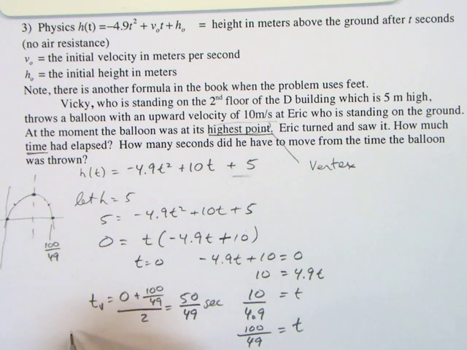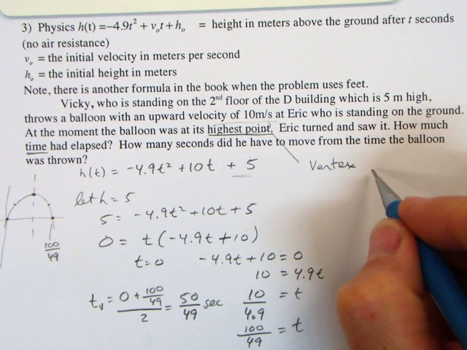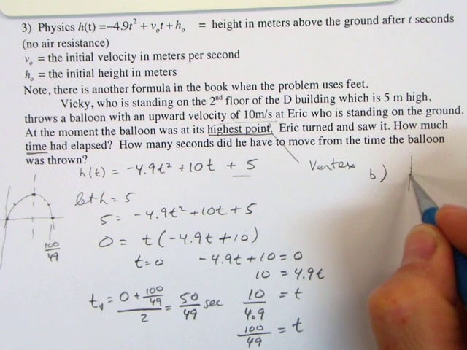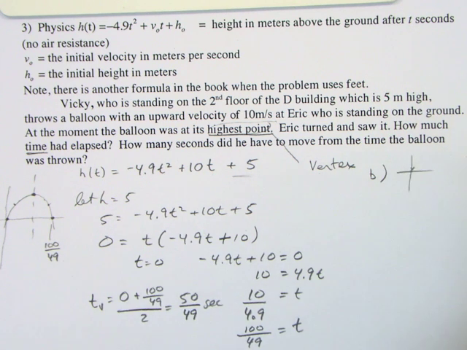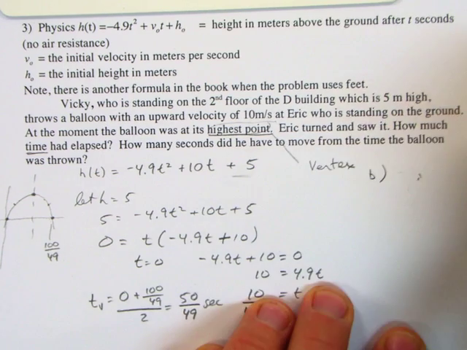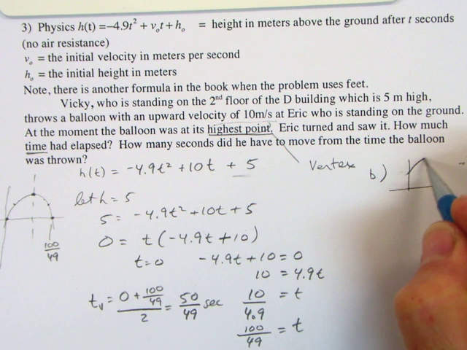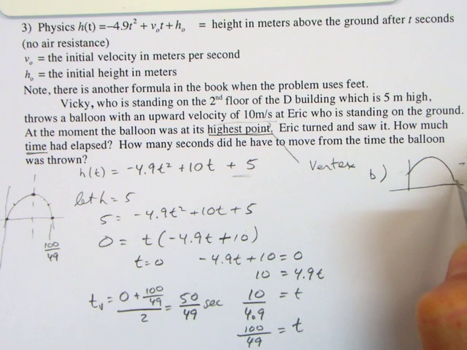So how much time had elapsed? 50 over 49 seconds. Now it says how many seconds did he have to move from the time the balloon was thrown? What is that asking for? We're going to make it a little simpler in order to do this part, so we'll look at it again. The ball's thrown here. We don't need that axis. It's actually here. The ball's thrown up higher, and we're going to assume it's when it hits that ground there.